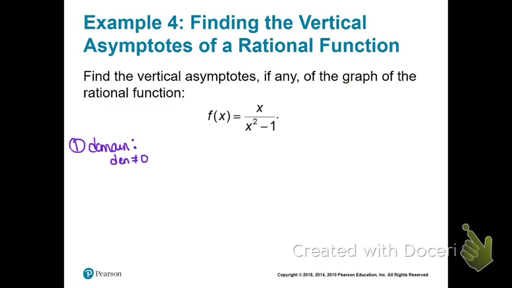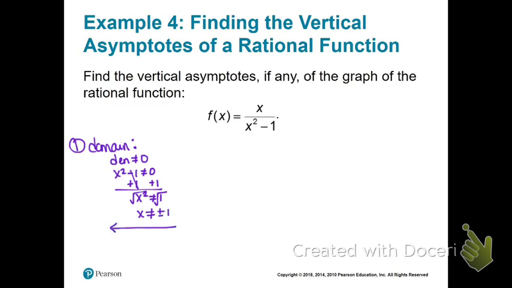What's my denominator here? x squared minus 1. So we're solving for x squared. So x squared cannot equal 1. Take the square root. What's the square root of 1? Good, plus or minus 1.